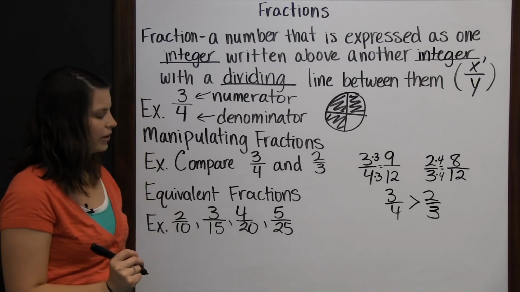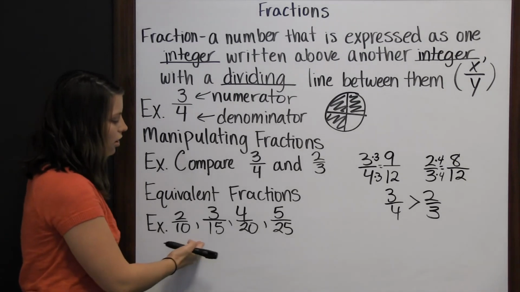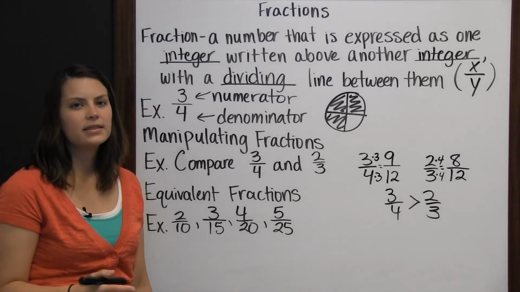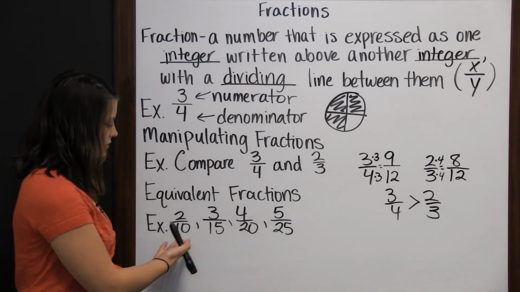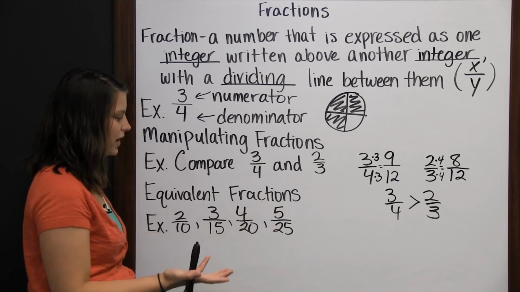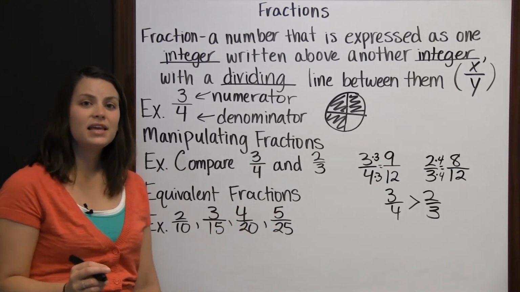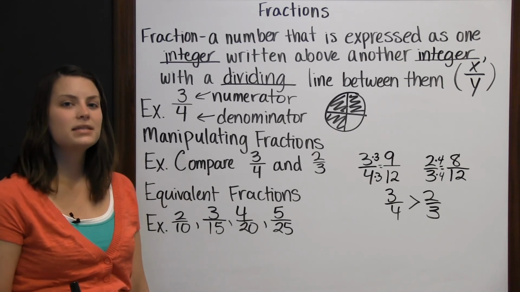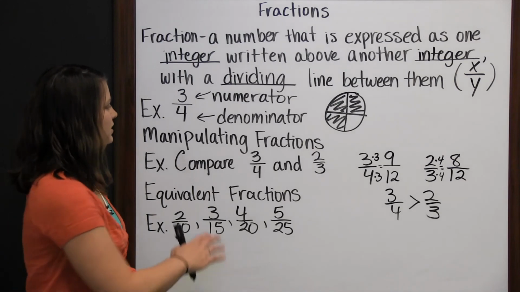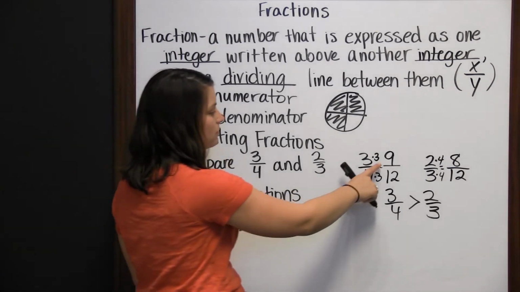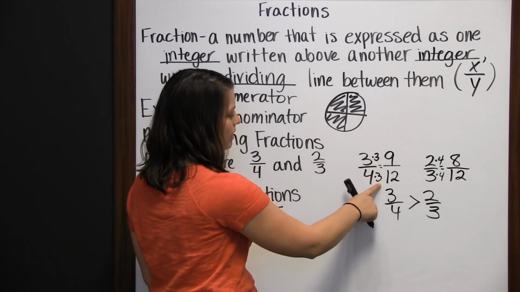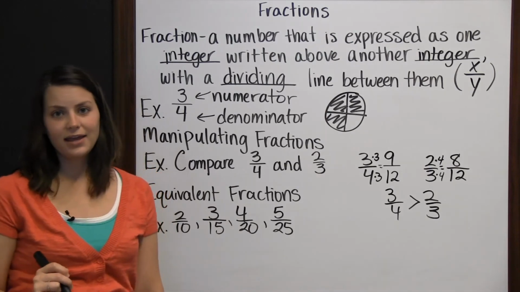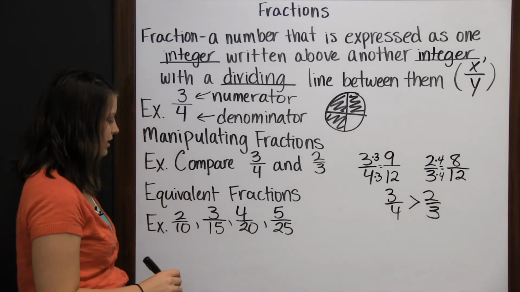So let's talk a little bit more about equivalent fractions. All of these fractions are equivalent fractions because they all represent the same value. 2/10, 3/15, 4/20, 5/25. And we could see that they represent the same value more easily by simplifying our fractions. So we said we can manipulate fractions by multiplying the numerator and denominator by the same value, or we can manipulate them by dividing the numerator and denominator by the same value.